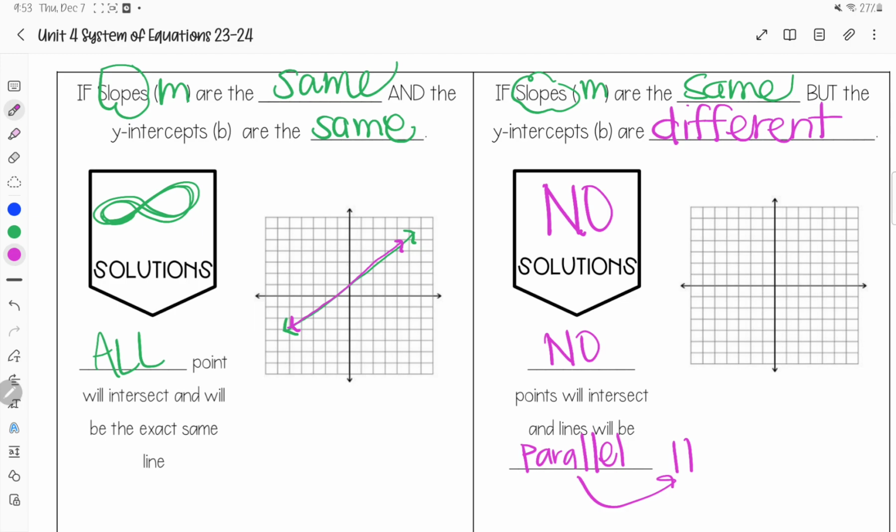So they're going to be, and let me try to draw them straight with at least the highlighter. That means that we have one line that goes like this, and another line that would go like this.